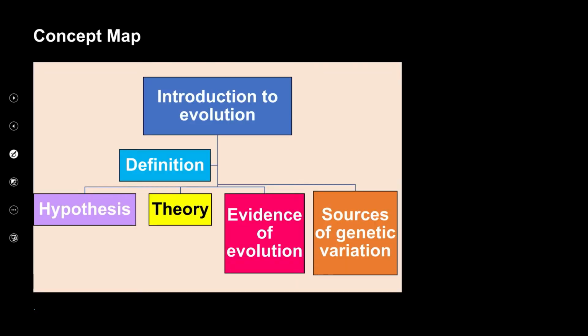We're going to have a look at the concepts that we're going to cover today in the introduction to evolution. First of all, we'll have a look at a definition of what evolution is. And then we're going to have a look at the concepts of a hypothesis and a theory, and the difference between them. We're also going to look at evolution evidence. There's lots of evidence that supports the theory of evolution. And finally, we're going to have a look at the sources of genetic variation.